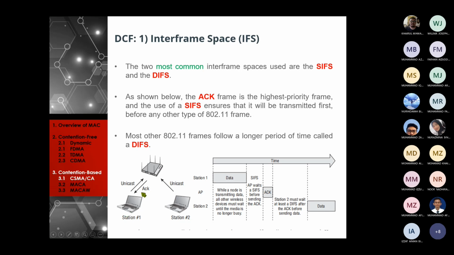So EDCA is a highest priority frame. Ini hantar apa? Unicast je kan? Yang semua hantar Unicast. So while the node is transmitting data, all other wireless devices must wait until the media is no longer busy. Betul. So AP waits for SIFS before sending the EDCA. So kalau tak ideal lah, dia hantar EDCA kat sini.